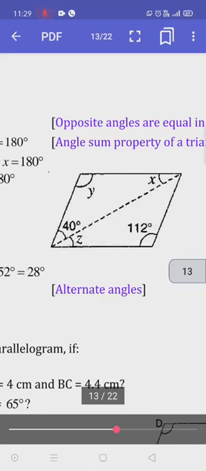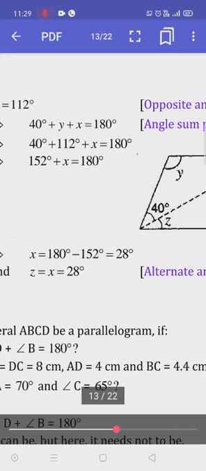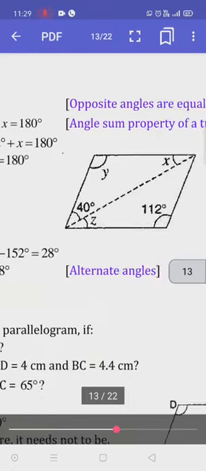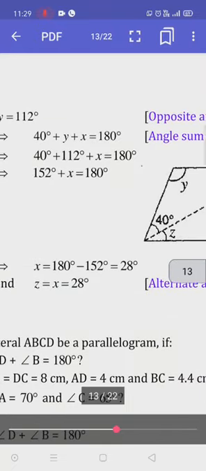Y is 112, you can see here. 40 plus y plus x equals 180, by the angle sum property. In place of y you can put 112. So 40 plus 112 is 152. 152 plus x equals 180. When you transfer to the other side, 180 minus 152, it will be 28.